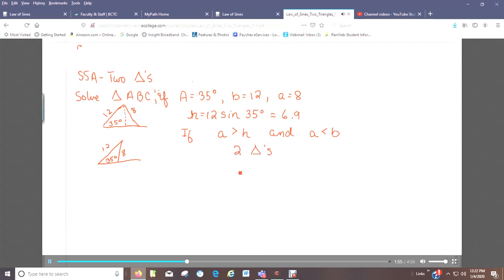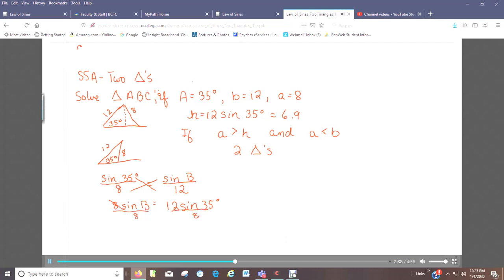Alright, so let's actually find these triangles. We're going to start out with our law of sines. Sine of 35 degrees over the side that goes with the angle 35 degrees, which is 8. And since we know what B is, we're going to do sine of angle B over our side of 12. Now this is a little different than what we saw on the others, so let's again cross multiply. We're going to get 8 sine of B equals 12 sine of 35. And now we're going to divide this 8 out that's in front of our sine.